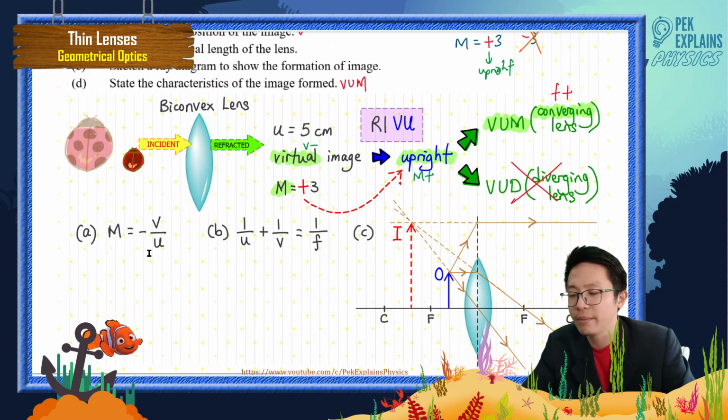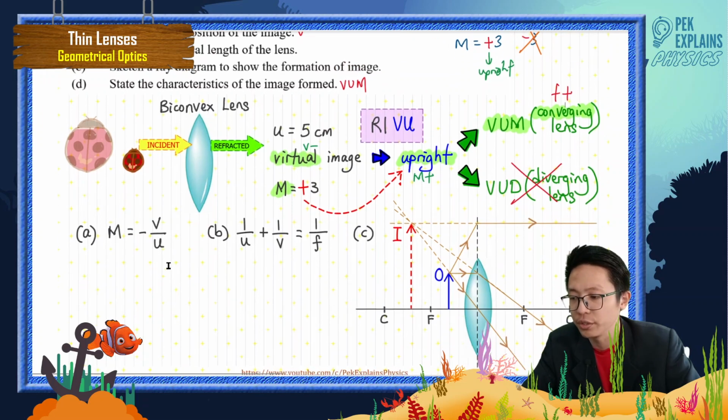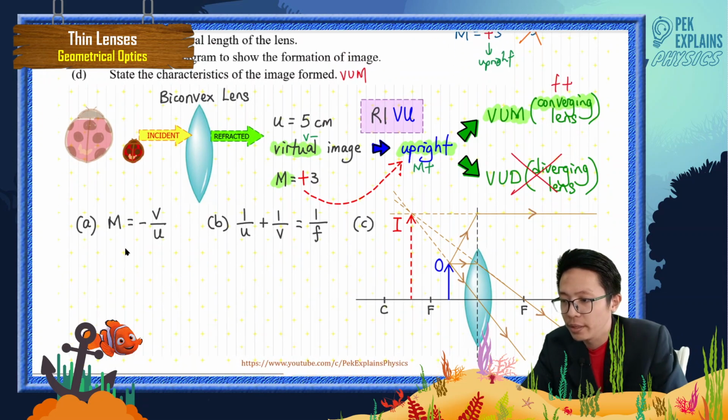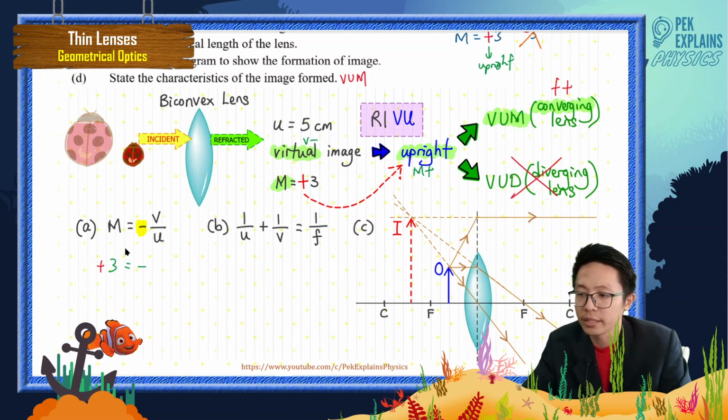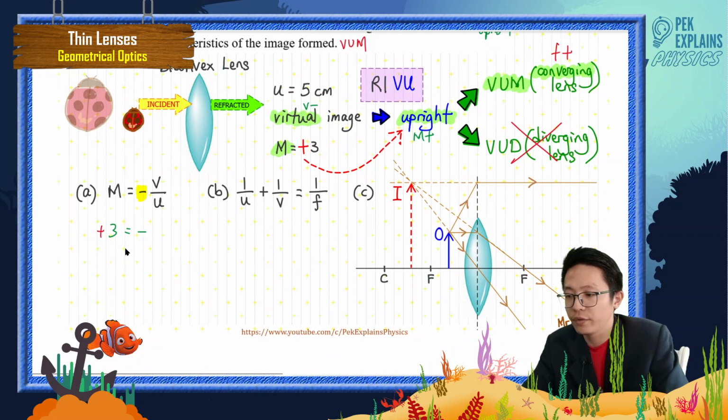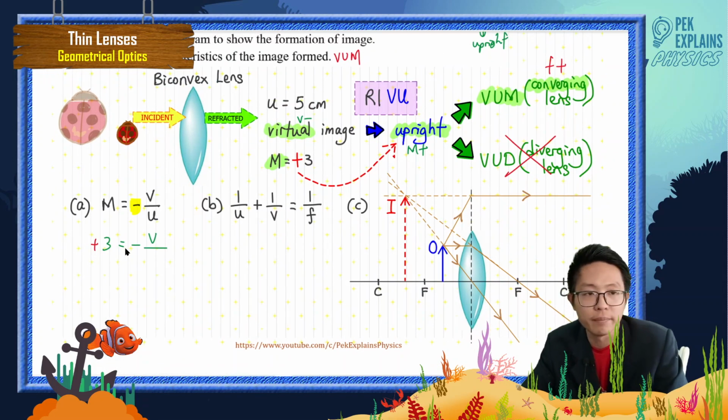So we have the magnification equal to positive 3. So just substitute positive 3 for magnification, equal to negative. The negative you must have. Remember, this equation has a negative sign. And then what is our v? We need to find the v. Our object distance is 5 cm.